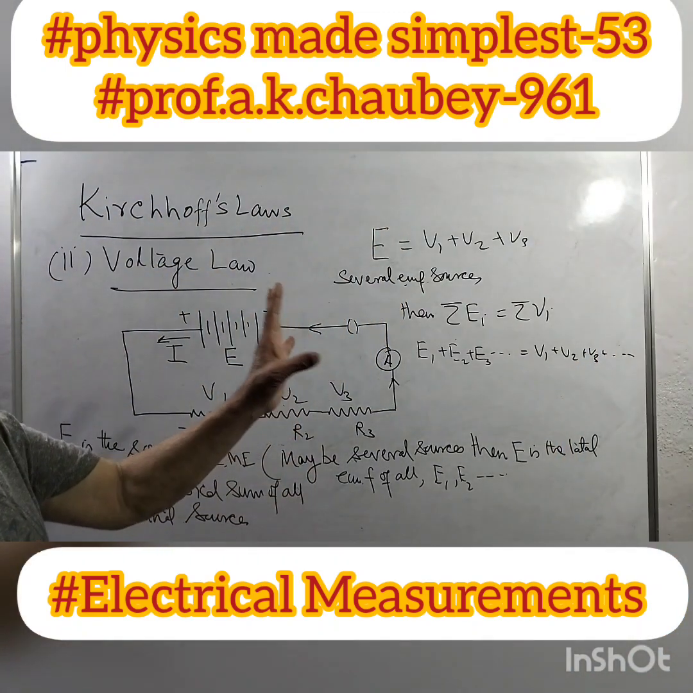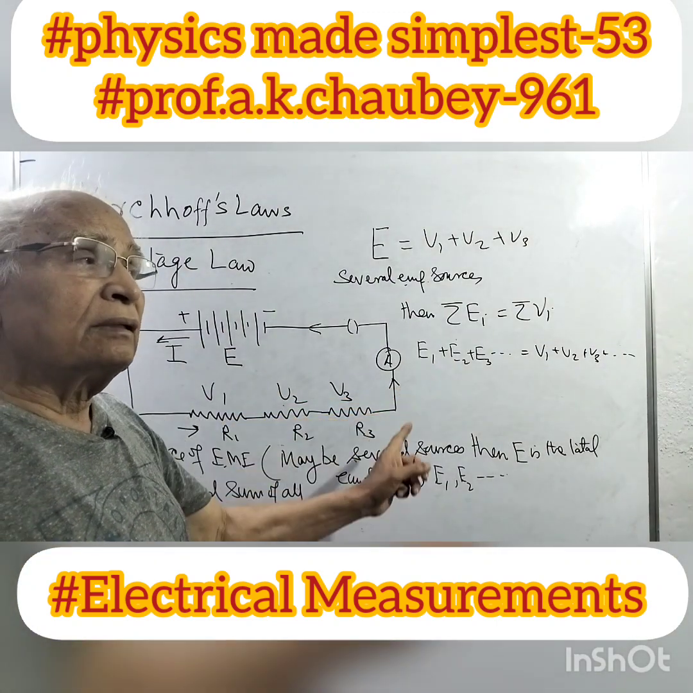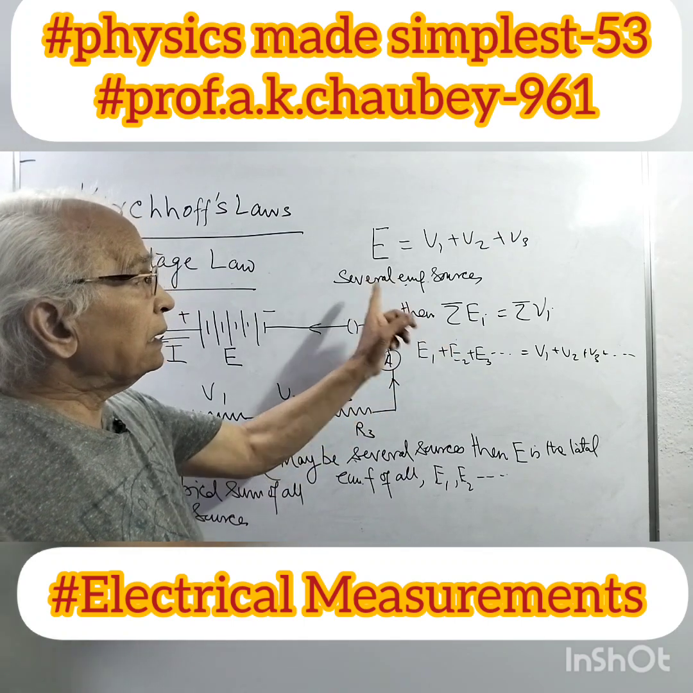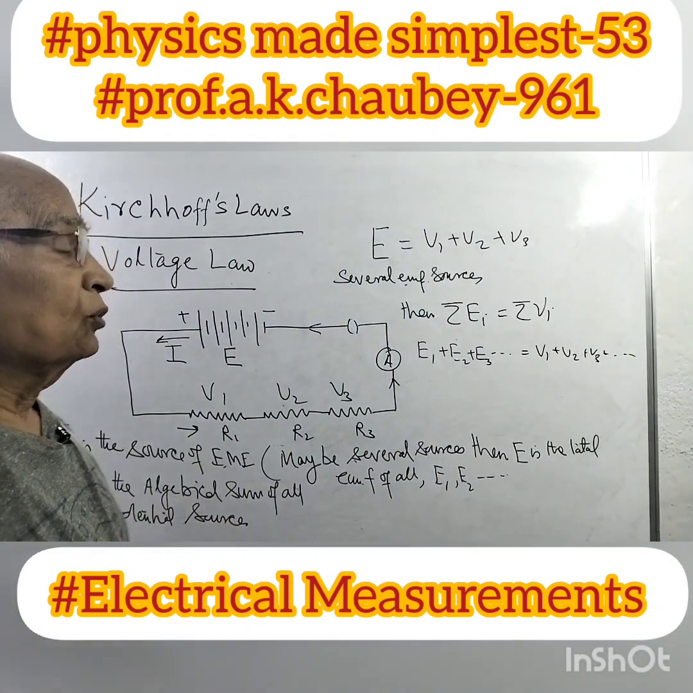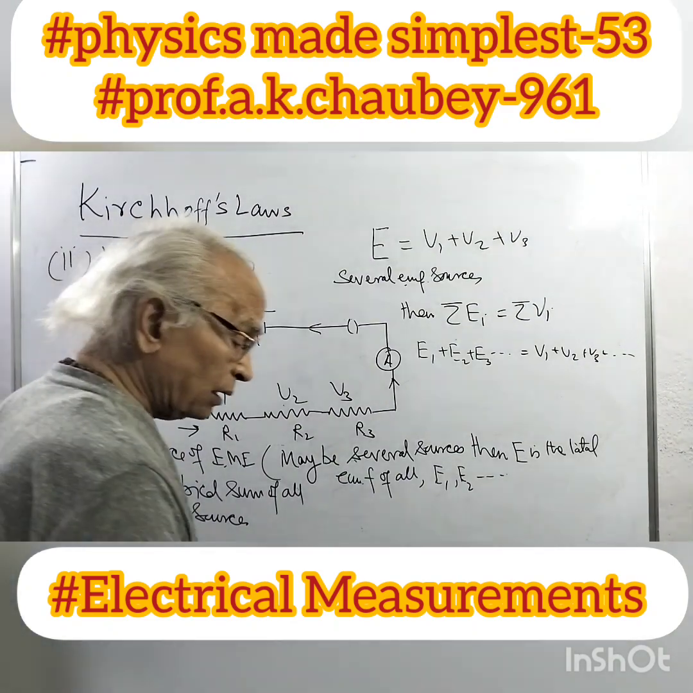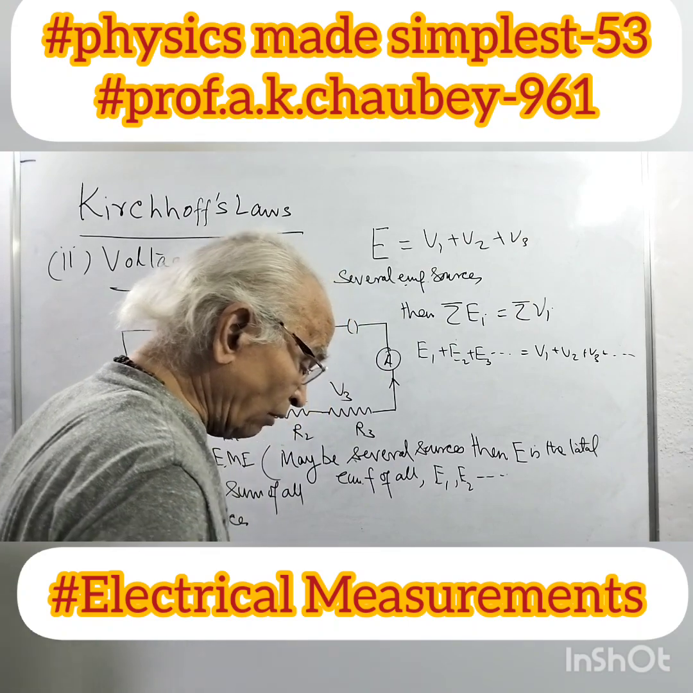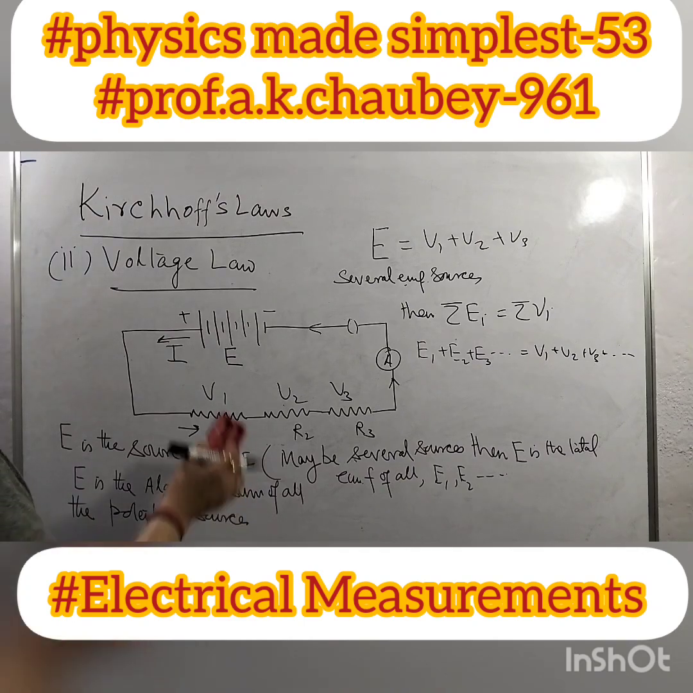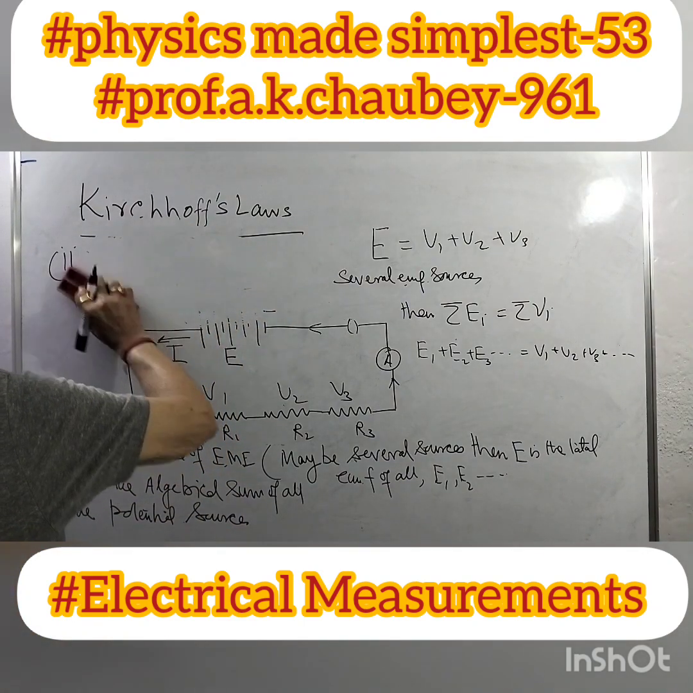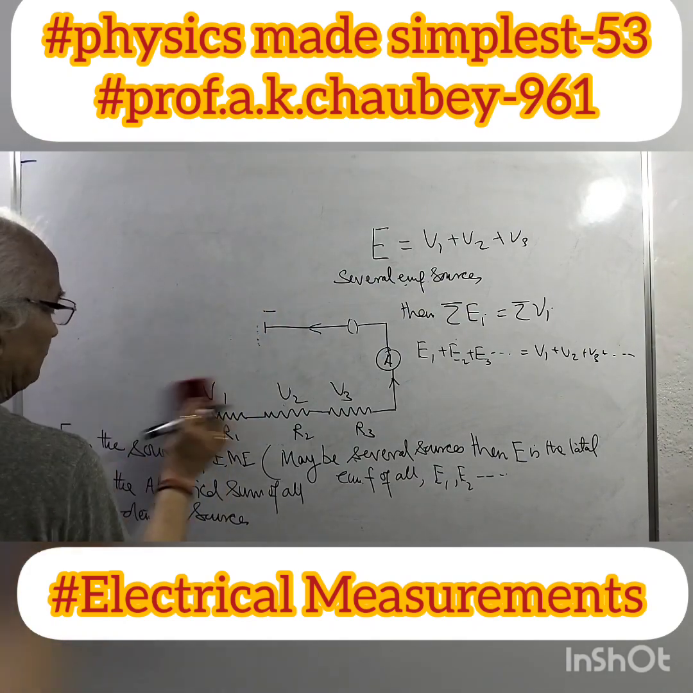So the summation of all EMFs. If this is opposite, it will be E1 minus E2. So this is the algebraical sum. Remember, algebraical means with plus and minus. So this is the voltage law of Kirchhoff. And to understand this Kirchhoff law more clearly, we can use some circuit actually. Let us take some circuit and discuss that circuit.